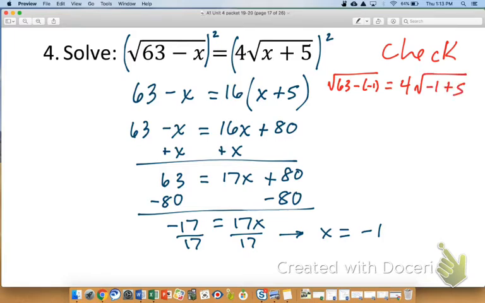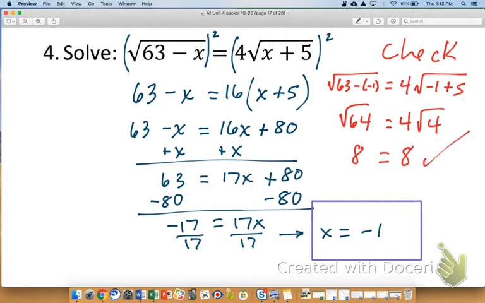What's 63 minus -1, really? And therefore it'd be 64. So square root of 64 equals 4 times the square root of 4. What's the square root of 64? 8. And what's the square root of 4? 2. Times 4 is? Look at that. It checked. Therefore, I am feeling like this is a happy answer.